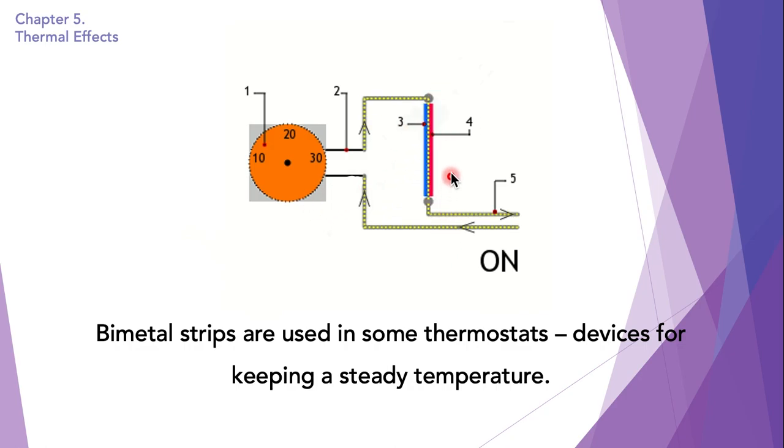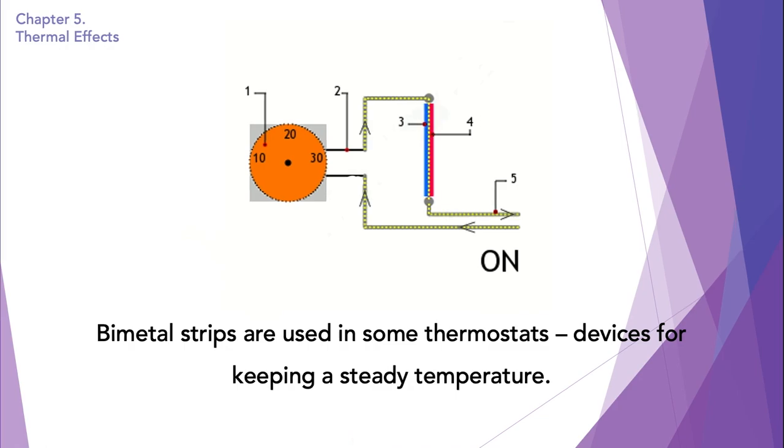The contacts separate, as you can see. Here, as you saw, the contacts have separated and the current to the heater is cut off. So when the temperature falls, the bimetal strip straightens up and the current is switched on again. In this way, an approximately steady temperature is maintained. More modern designs often use an electronic circuit containing a thermistor rather than a bimetal strip. But the bimetal strip is an example of using expansion.